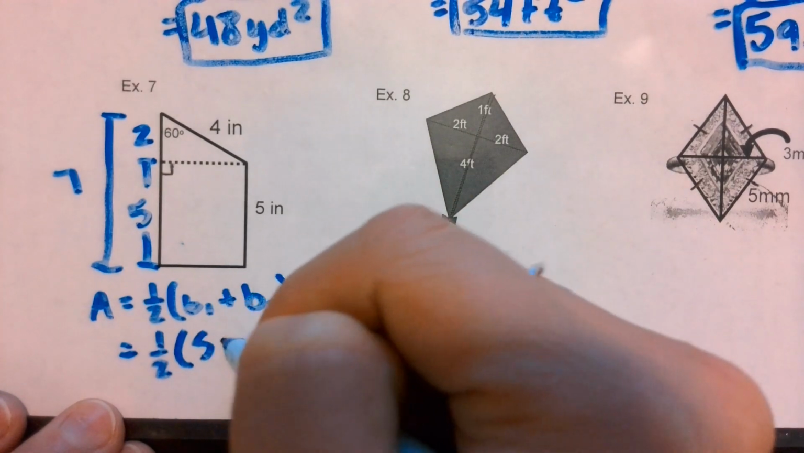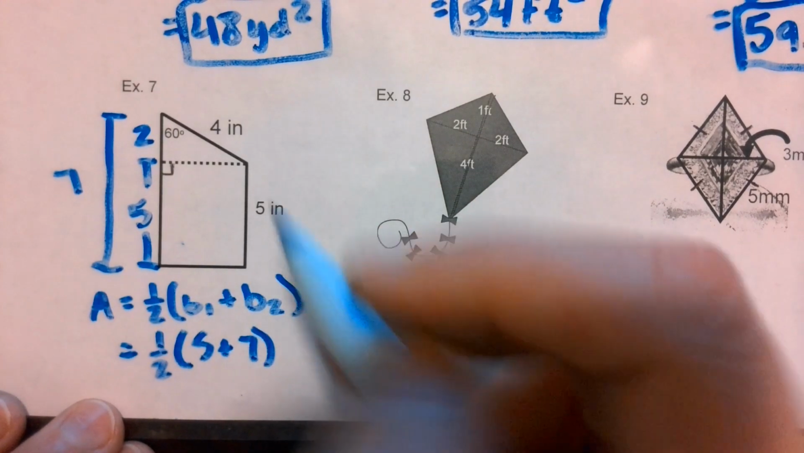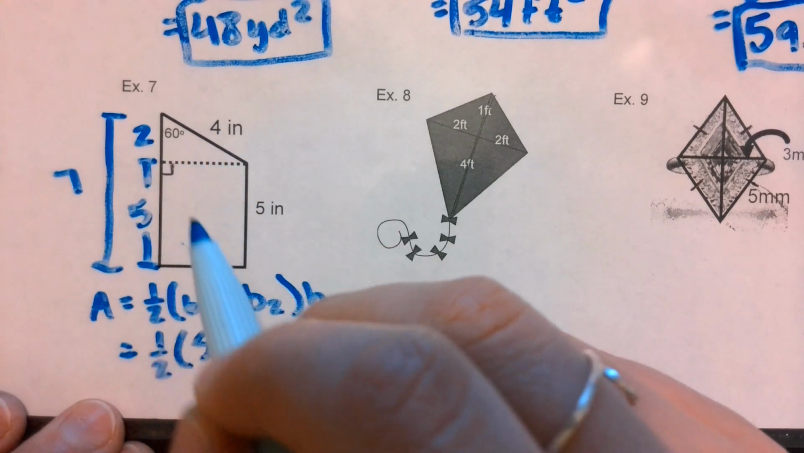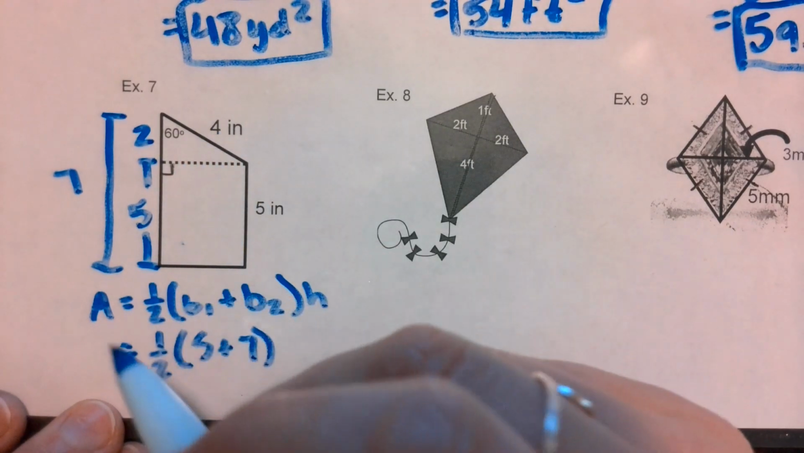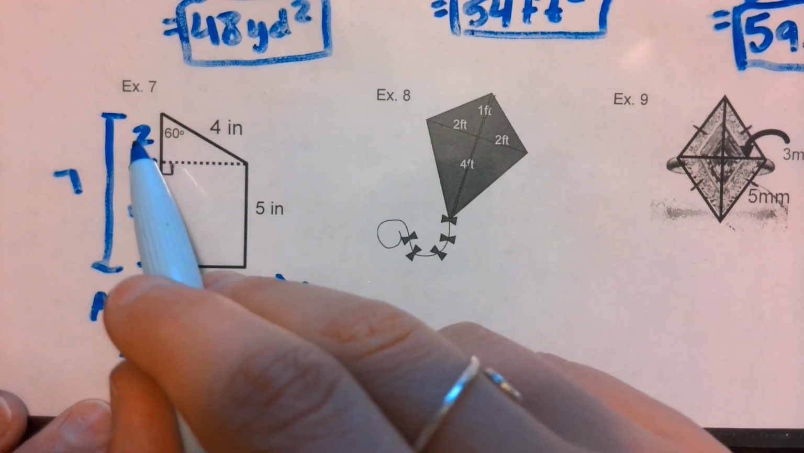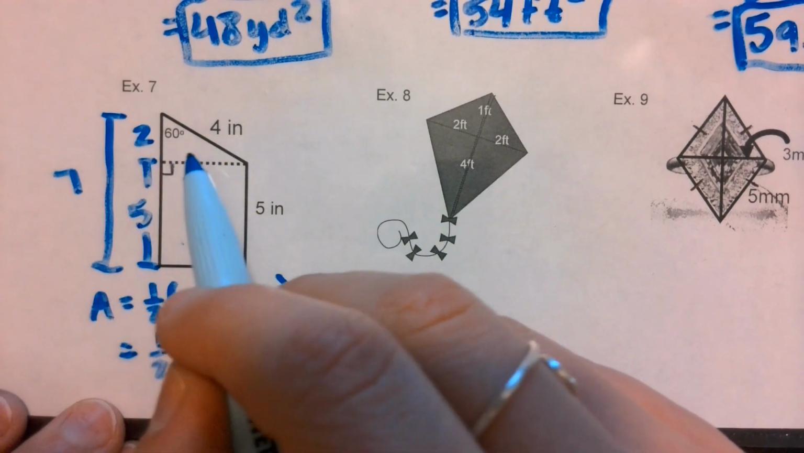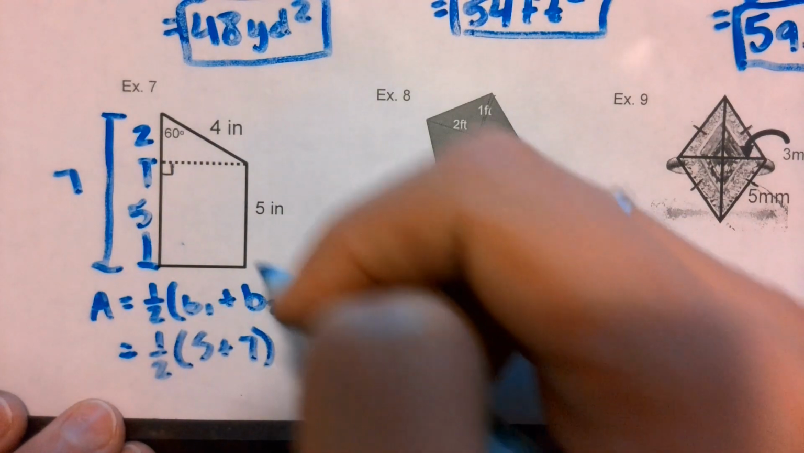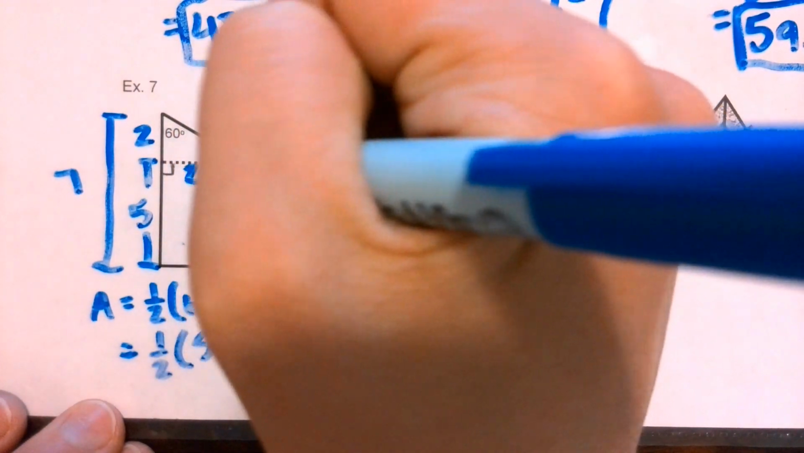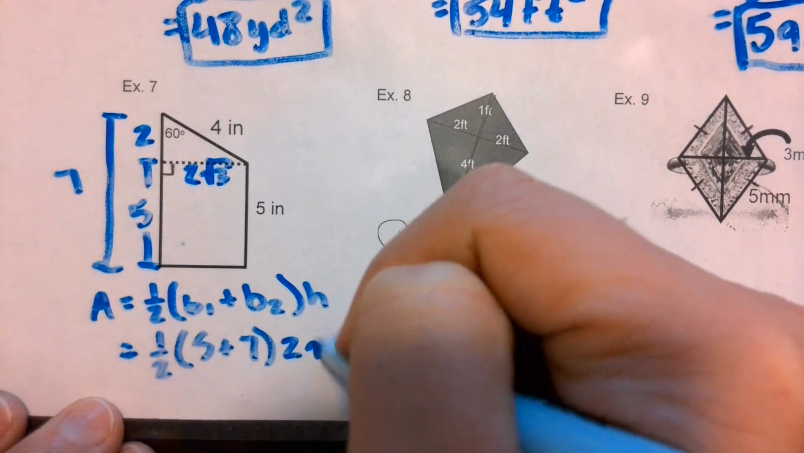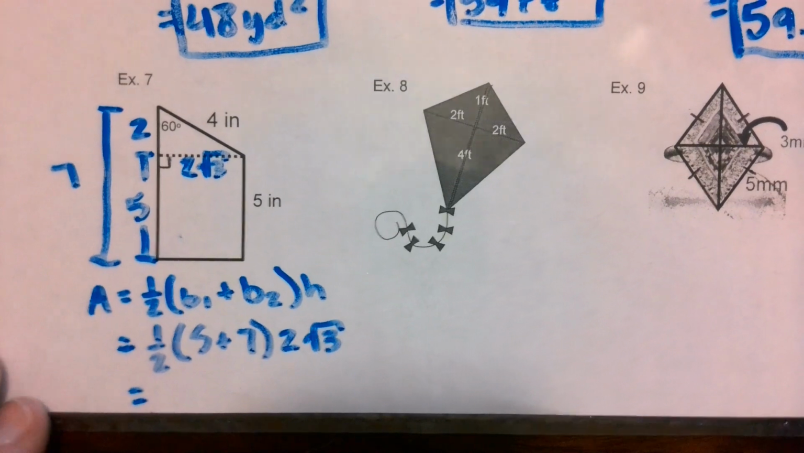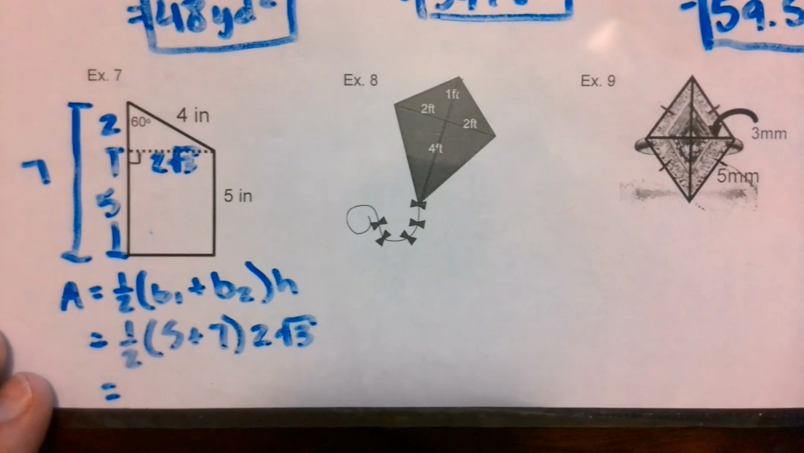So we've got 5 and 7 for our bases. And then again, right here, from here we could use the Pythagorean Theorem, or we could keep using our special right triangles or use trig again. So continuing with the special right triangles, if I'm going from short to long leg, I would be multiplying by radical 3. So this should be 2 times radical 3. Again, if you don't remember the special right triangles, you could use trig. It's just going to take a little longer.